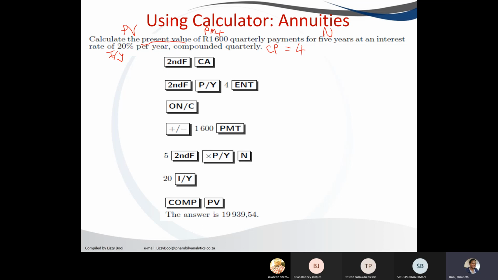Those who are using the financial calculator, the steps remain the same, whether we're doing compounding periods or the compounding interest, or we're doing the annuities. We are always going to press the same steps.